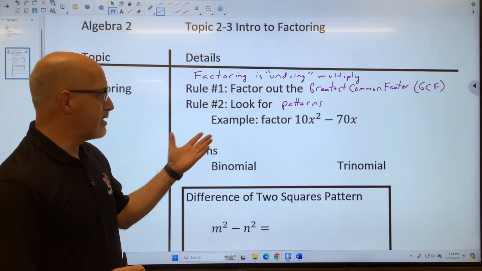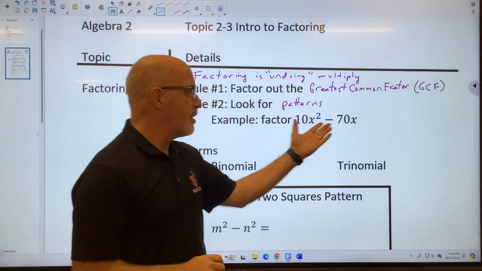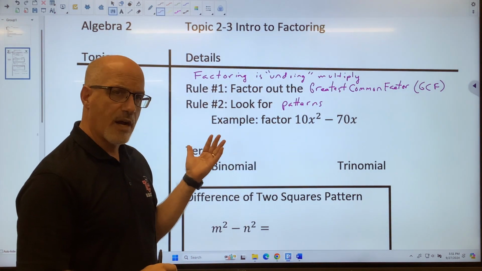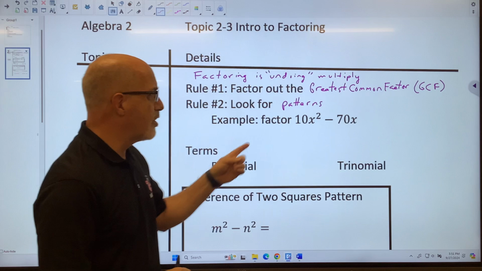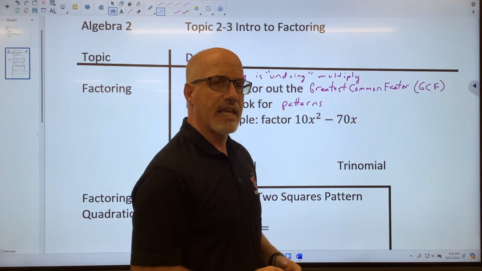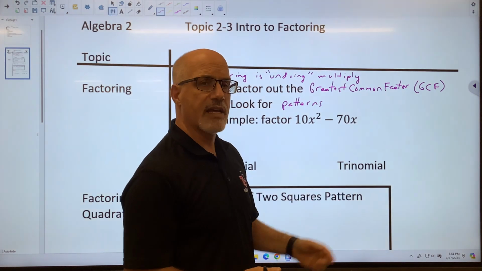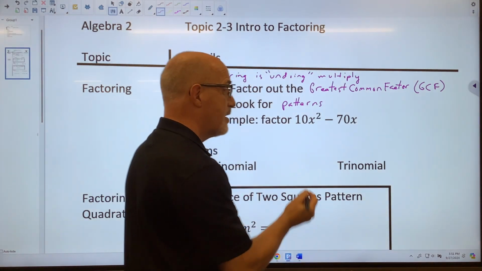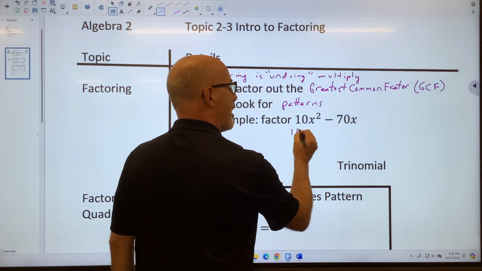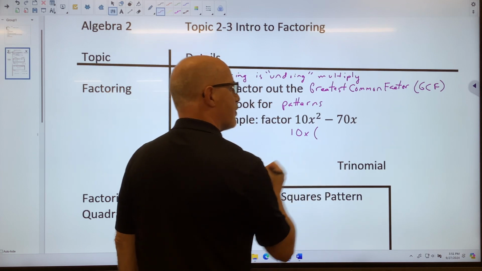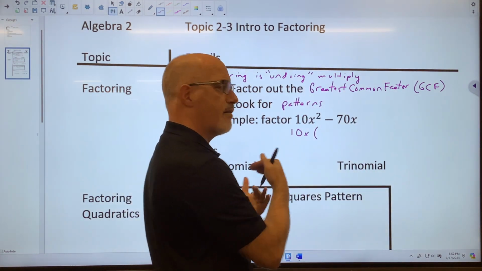So when we look at this example here for factoring, you look to factor out a common factor, the greatest common factor. What do 10 and 70 have in common? Well, they have a 10. And what do x squared and x have in common? They have an x.